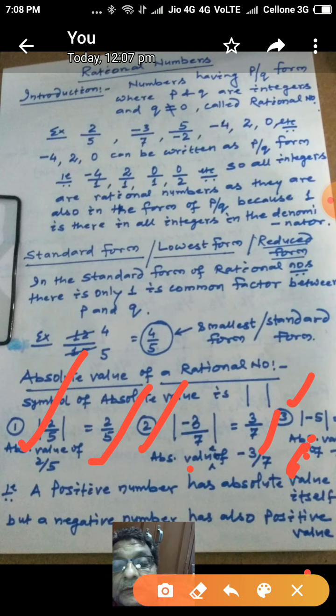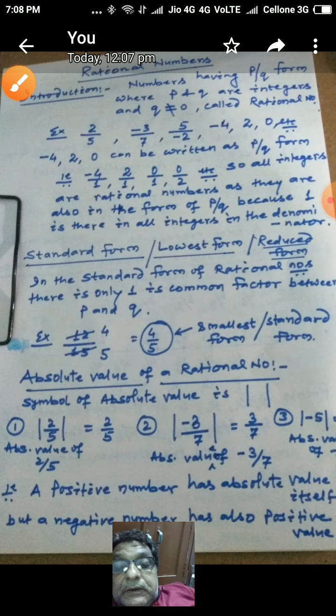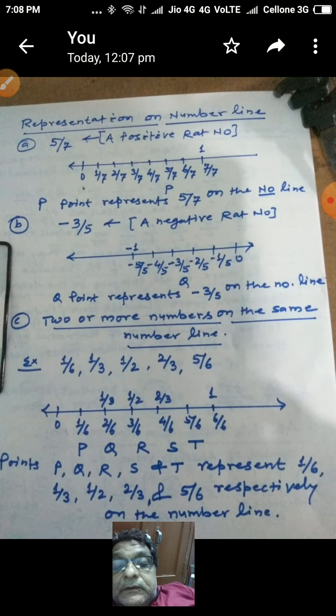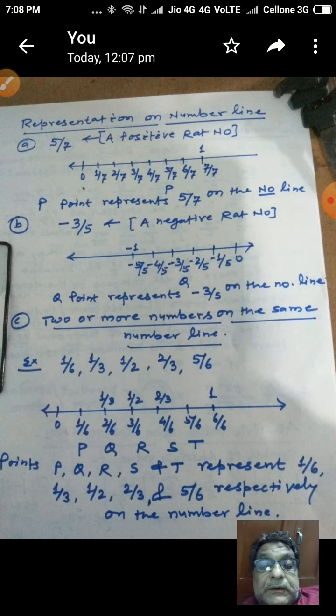Okay, so the rule here is a positive number has absolute value equal to the number itself, whereas for a negative number the absolute value is its positive value, that is, ignoring the negative sign the number that comes is the absolute value. Okay, now we see how such numbers can be represented on a number line.